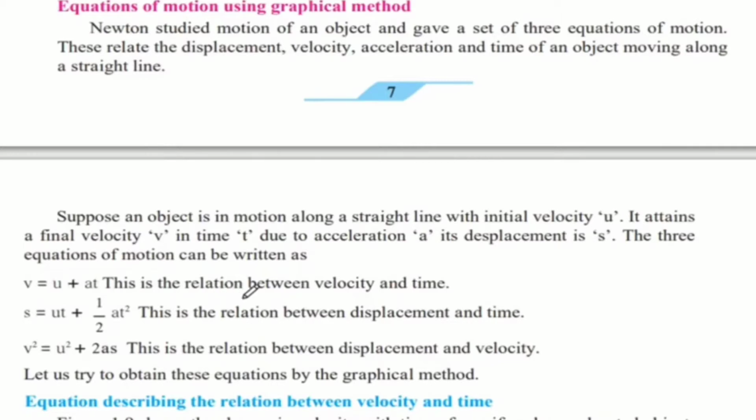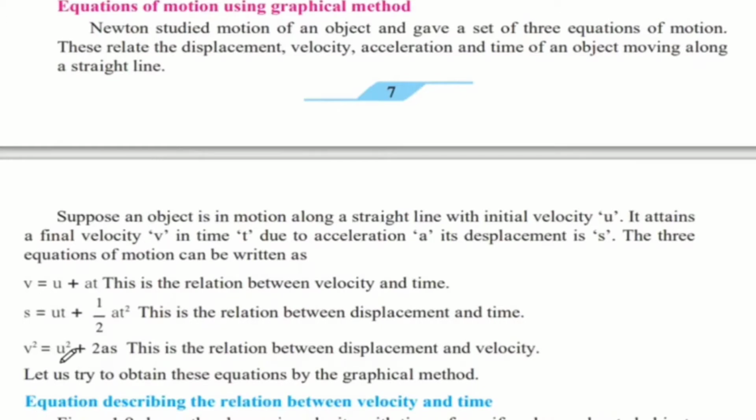This is the relationship between velocity and time. So v and u are velocities, a is acceleration and t is time. Next, s is equal to ut plus half at square. This is the relation between displacement and time, where s is the displacement and t is the time.